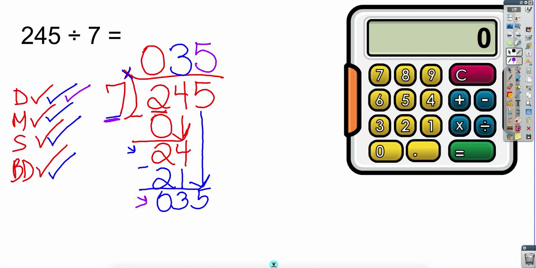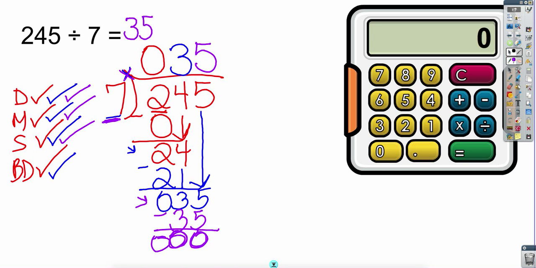Multiply goes down low. 5 times 7 is 35. I multiply. Subtract. Oops, sorry, that looked like a 6. These are zeros. Bring down. There's nothing else in my house to bring down. So my answer, my quotient, is 35. I check it using multiplication by doing 35 times 7, which should be 245. And that's what we get, 245.